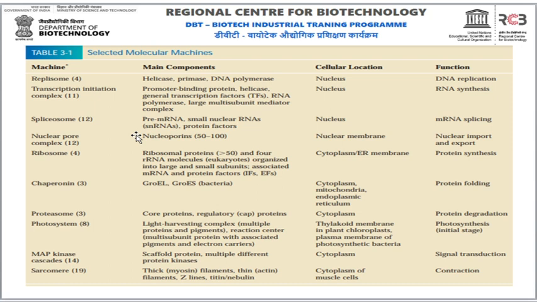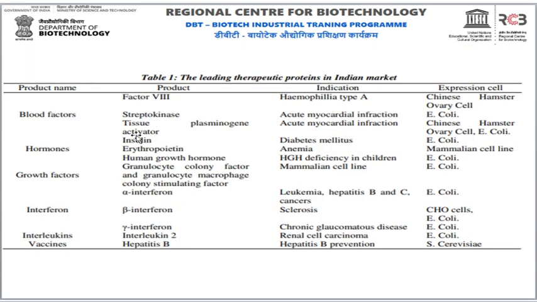Next is MAP kinase cascades, which have scaffold protein and some other protein kinases with them, and they are present in the cytoplasm. MAP kinases are involved in the process of signal transduction. Next is the sarcomere, which includes the thick myosin filament, thin actin filament, Z-line, titin, and nebulin. They are present in the cytoplasm of muscle cells or myocytes, and they are involved in the process of contraction.